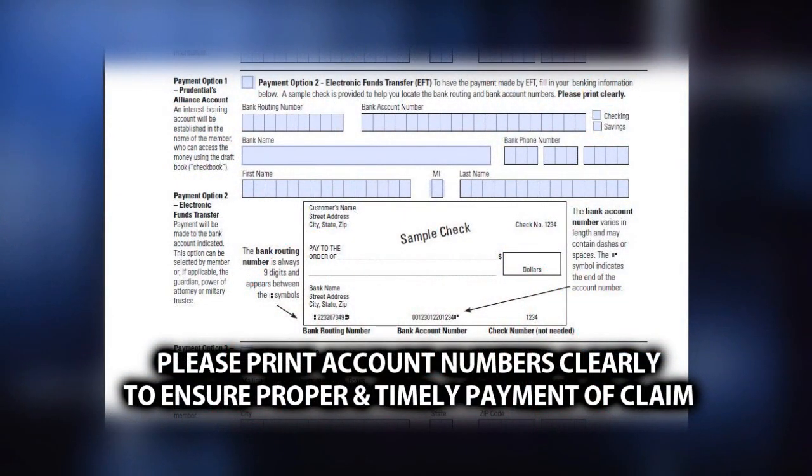boxes. Prudential's Alliance Account is an interest-bearing account that will be established in the name of the member who can access the money using the checkbook.